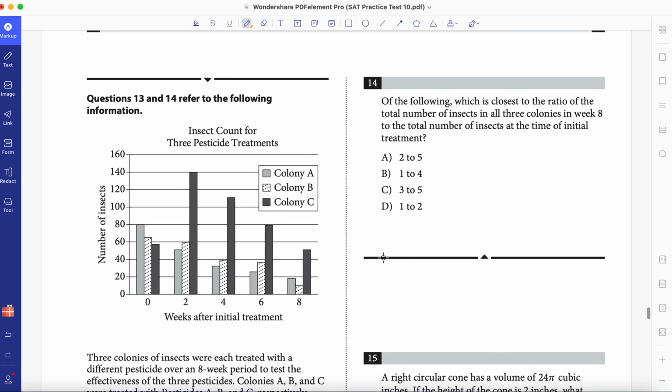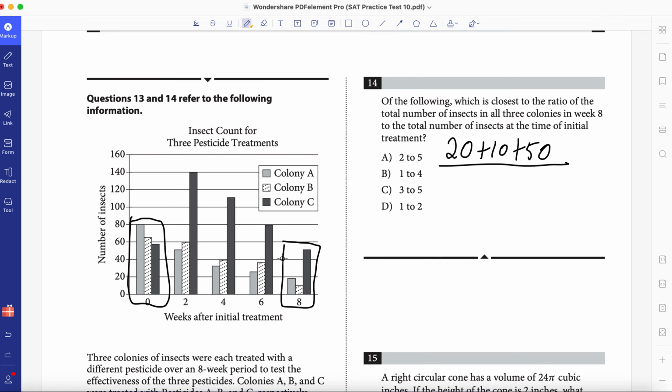Which of the following is the closest to the ratio of the total number of insects in all 3 colonies in week 8 to the total number of insects at the time of initial treatment? So we want the ratio of the total in week 8 to the initial treatment. So we can just estimate. Let's say in colony A, we have 20 termites. And then in colony B, we have 10. So 20 plus 10, and then up here, we have, let's say, 50. That is the total number of termites, an approximation of course, and with ratios, we don't have to be perfectly precise. That's how much we have in week 8.